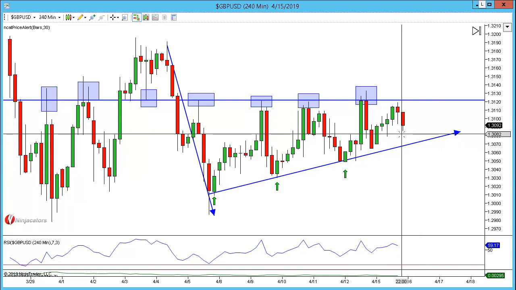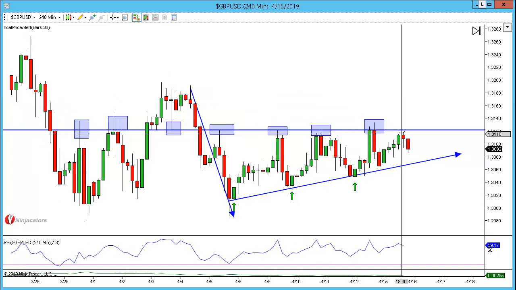Now this is a triangle, but it's what's called an inverted triangle, so it's the wrong way around. It means that for me, I can't trade the triangle because it's inverted. But it is still tradable a certain way. But that's what we have right now. We've got the market coiling, ready to break out.